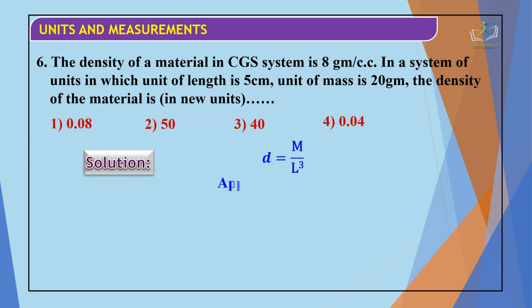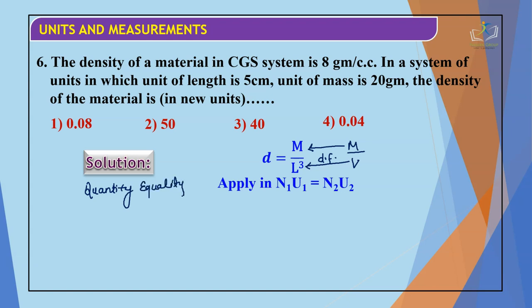The question solution is, we know that the density is equal to mass per unit volume. If I write the dimensional formula, volume is L cube, and mass is M. Apply N1U1, that is a quantity equality. N1U1 is equal to N2U2. N1 is equal to 8 and N2 we have to calculate. M1 is 1, M2 is 20, L1 is 1, L2 is 5.